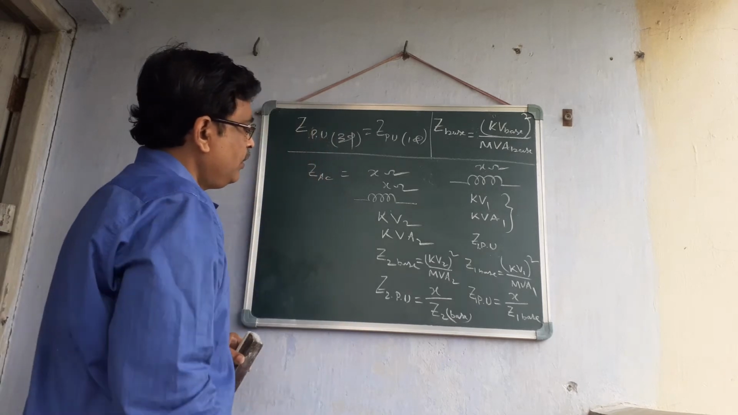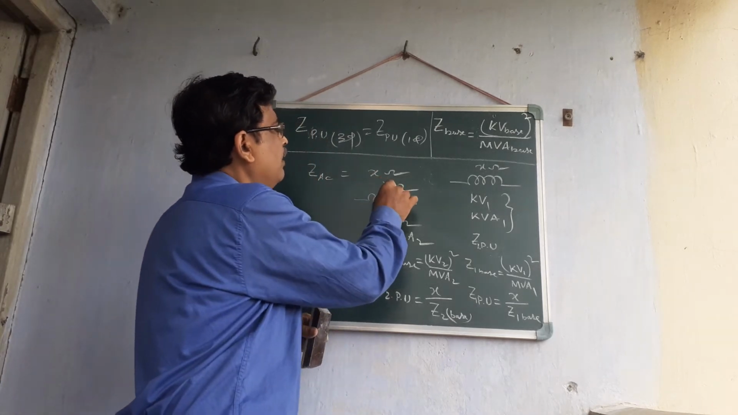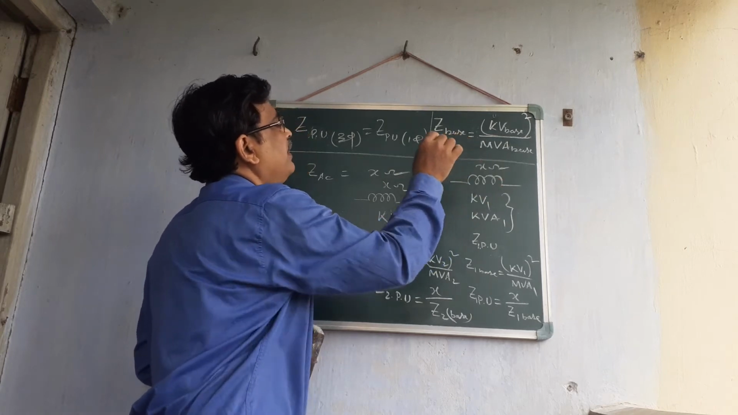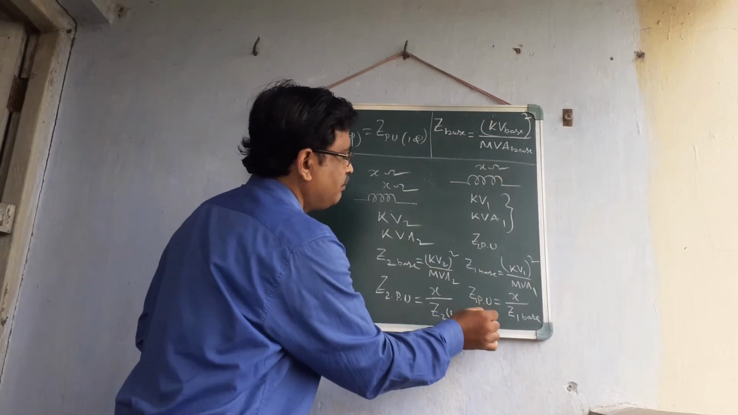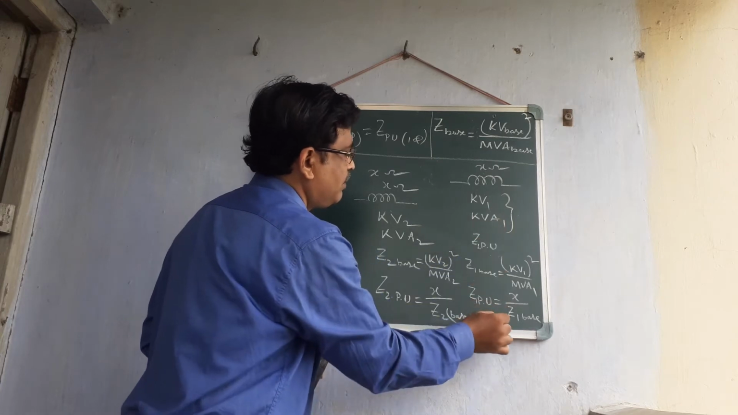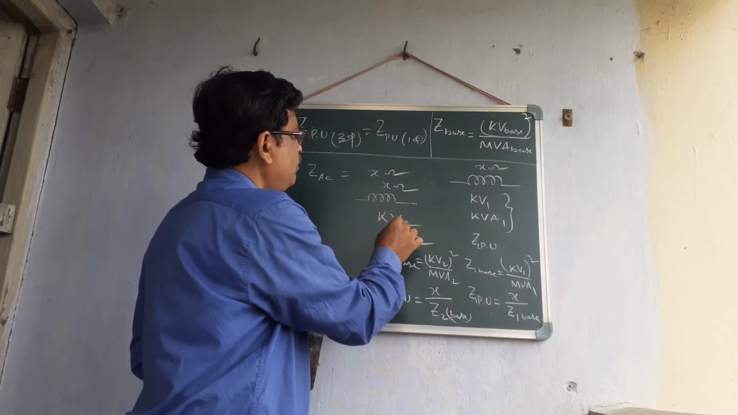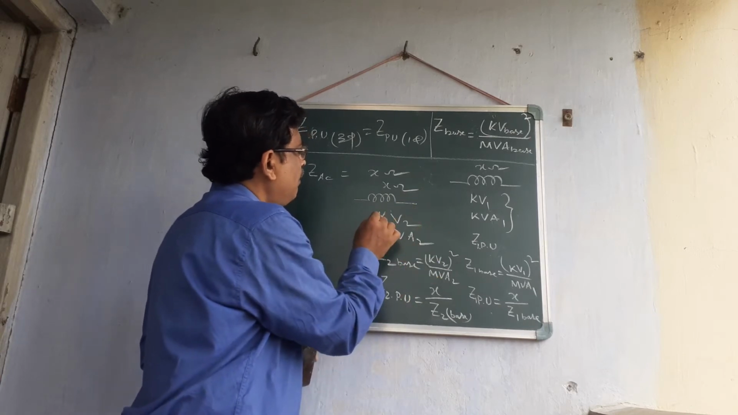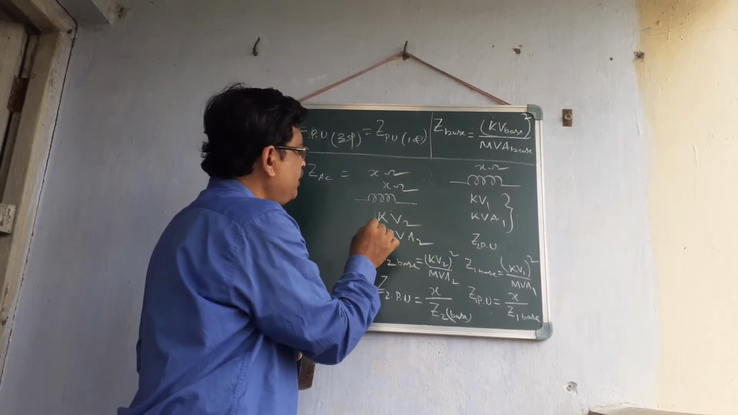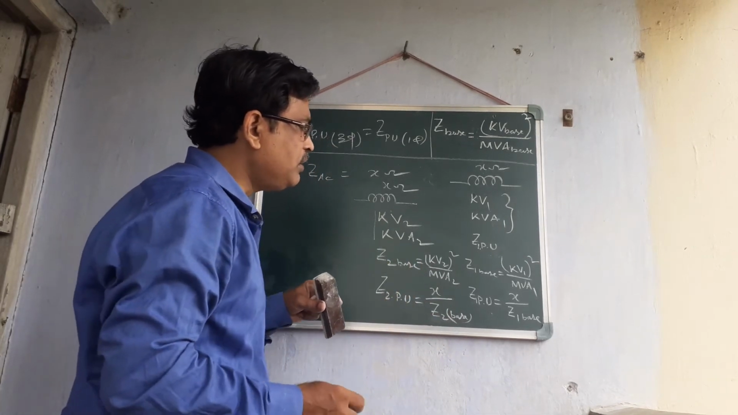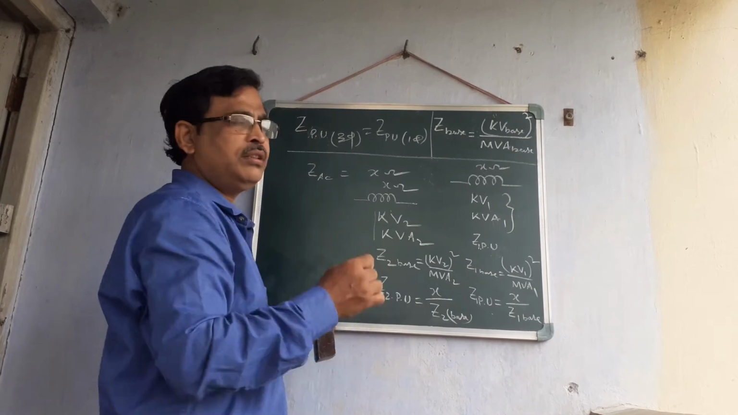Z2 base. That means the per unit value of the actual x reactance with this base is Z1 per unit, and the same x with another base kVA and base kV, its per unit value will be different. Now we will see what is the relation between these two.